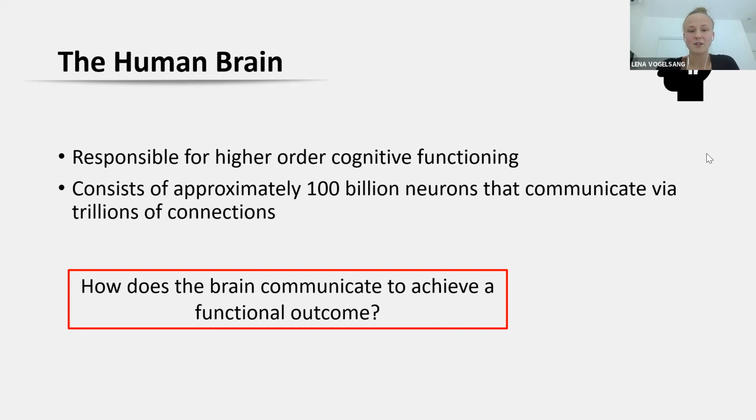And while we have a relatively good understanding of how the brain communicates on a microstructure level, that is on a neuronal level, it is still uncertain how the brain communicates on a larger scale, that is, how communication across brain regions takes place. And in particular, what we are interested in is how the brain structure facilitates communication between brain regions to achieve a functional outcome.